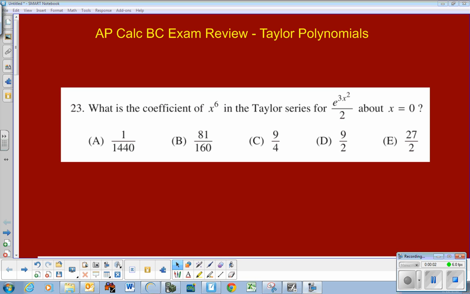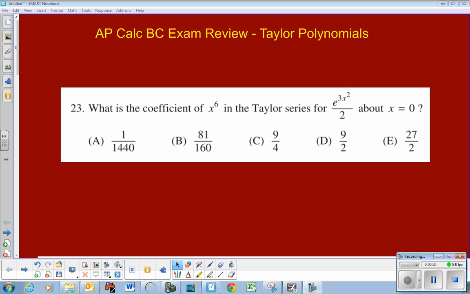Our purpose today is going to be to look at some old AP questions from practice tests made by the College Board, the people that write your AP exam. And we're going to focus on Taylor polynomial multiple choice questions and try to figure out the different styles of questions that they might ask.